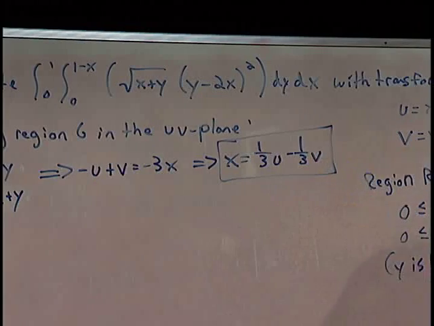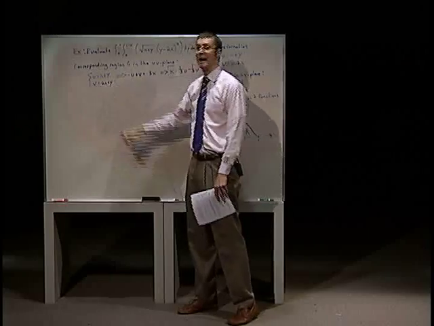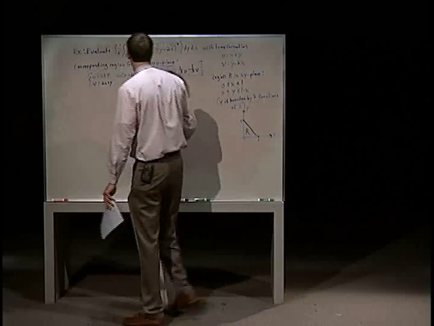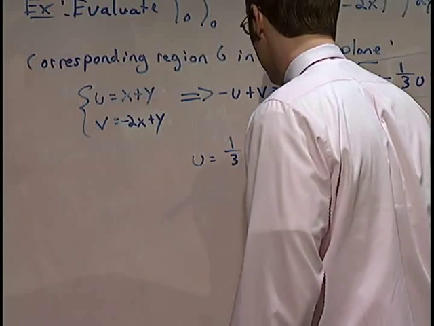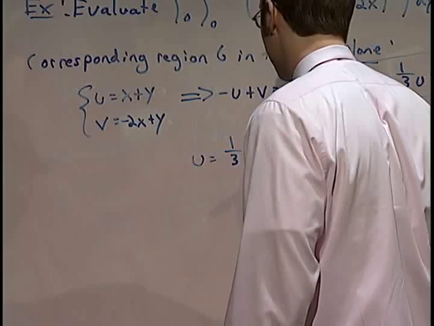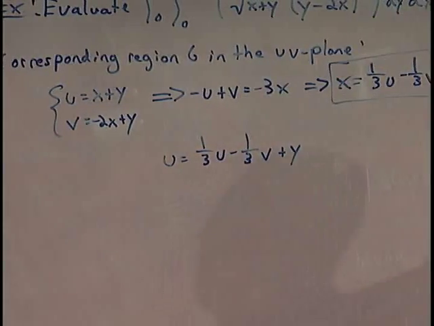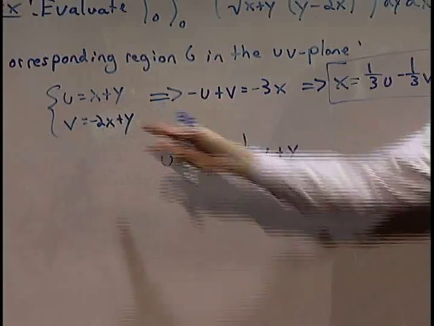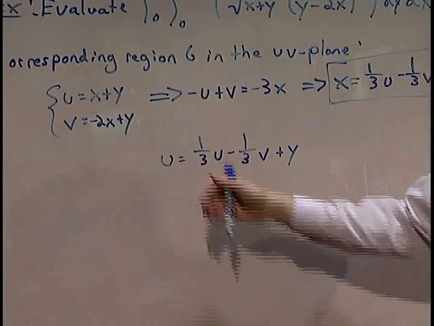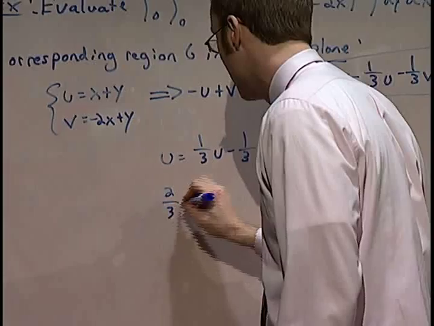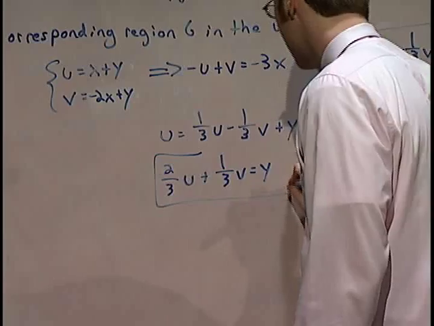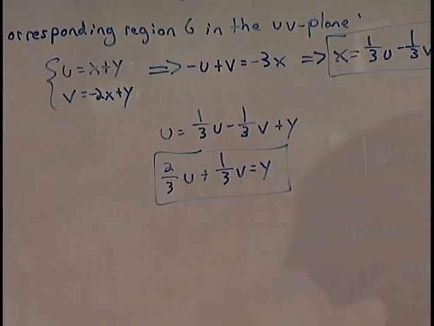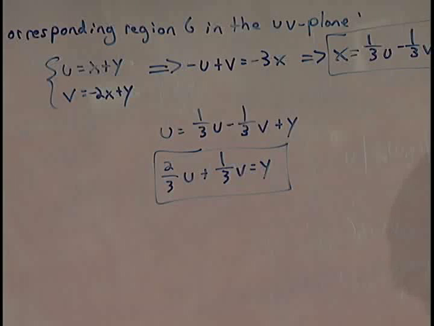All right, there's our x expression. Now let's plug that back into either one of these and we'll get the y expression. We can plug it into the first one, for example. So u equals 1/3 u minus 1/3 v plus y. I'm plugging in x to the first expression to get y isolated. This is 2/3 u plus 1/3 v equals y. So there's the expressions for x and y.